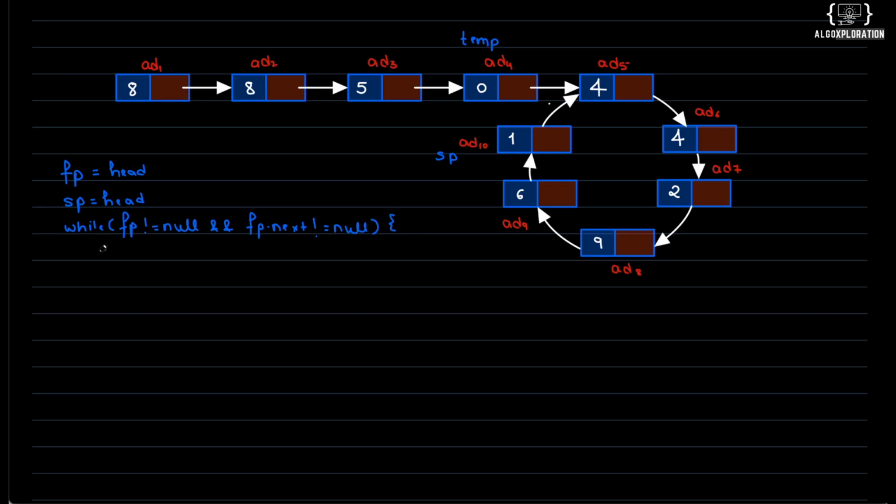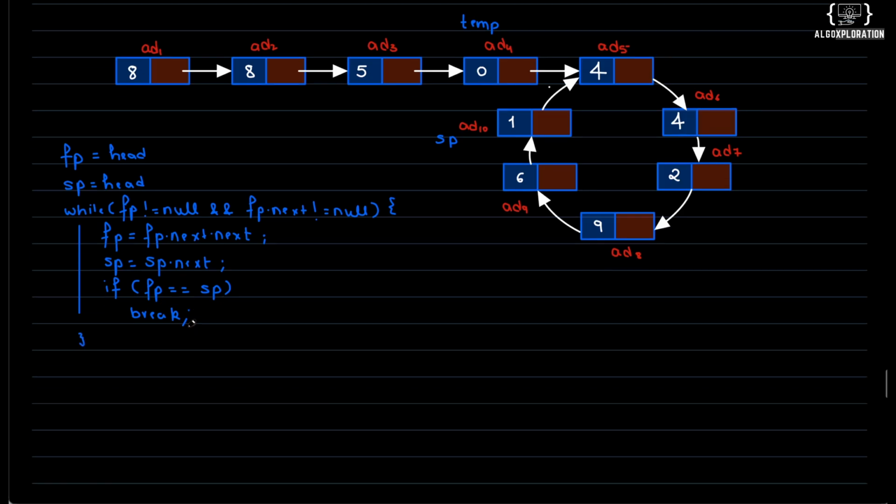Now the fast pointer will be moving two steps at a time, so fast pointer dot next, whereas the slow pointer is moving one step at a time. Now after doing this, if we find that the fast pointer is equal to the slow pointer, then we need to break from the loop because we found our meeting point.